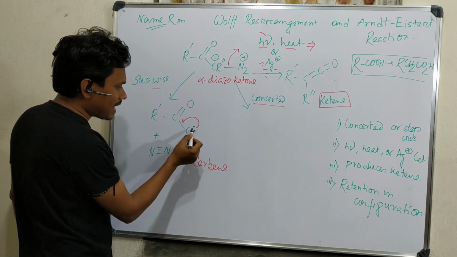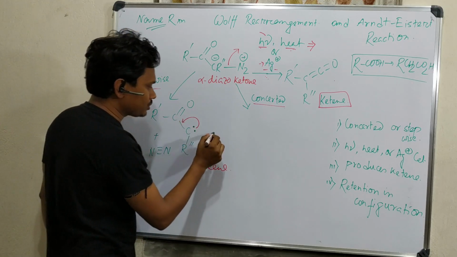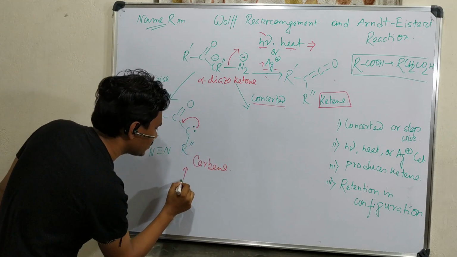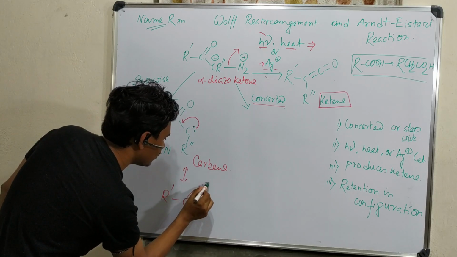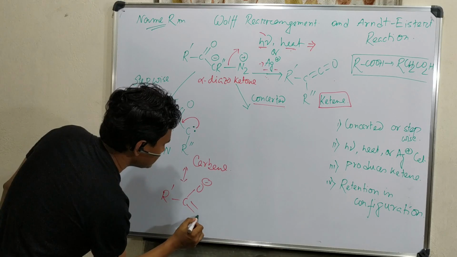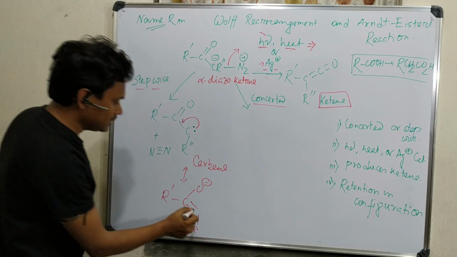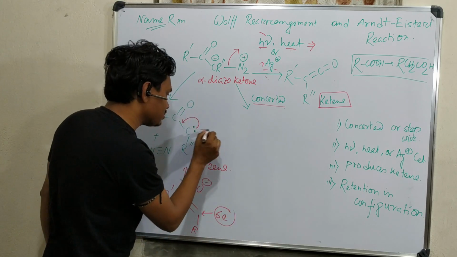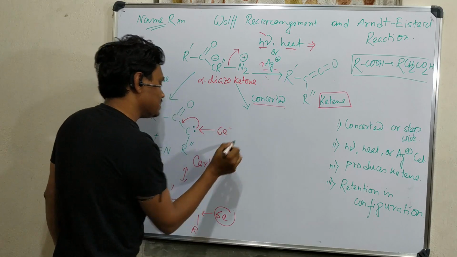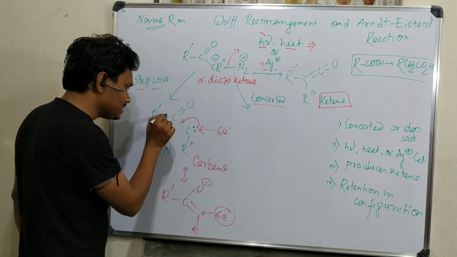So what happened? This carbene is resonance stabilized by conjugation with the carbonyl group. So how does it look? Actually it looks like C-O minus, double bond R. But still this is a 6 electron species. This is also a 6 electron species. So it's reactive, and that's why this group migrates.